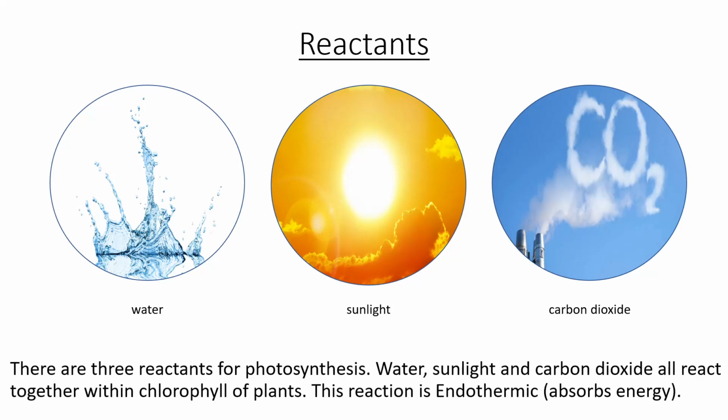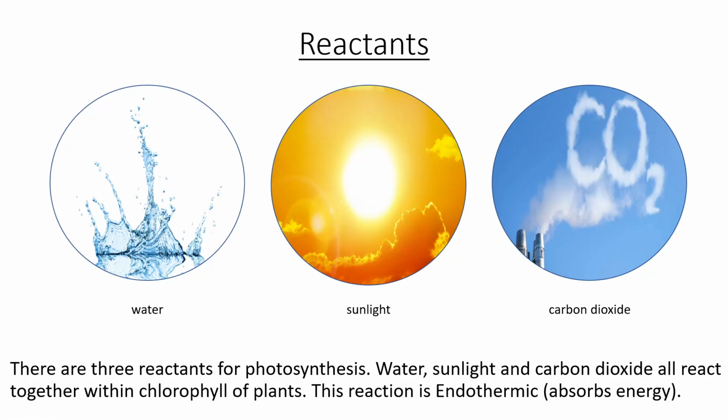Okay, there are three reactants of photosynthesis: water, sunlight, and carbon dioxide, and they all react together with the chlorophyll of plants. This reaction is endothermic, aka it absorbs energy. So when you're asked what a photosynthesis reaction is and you're asked what the reactants are, you need to say three things: water, sunlight, and carbon dioxide.